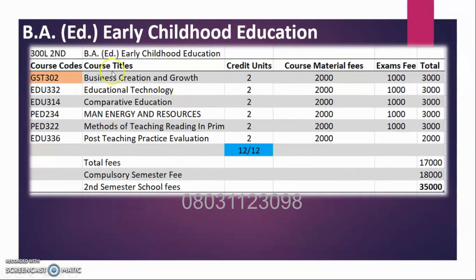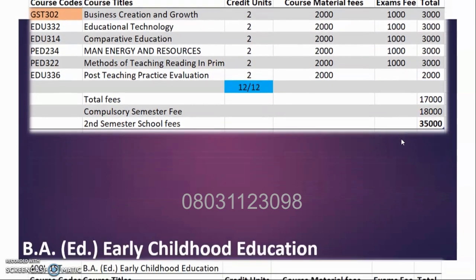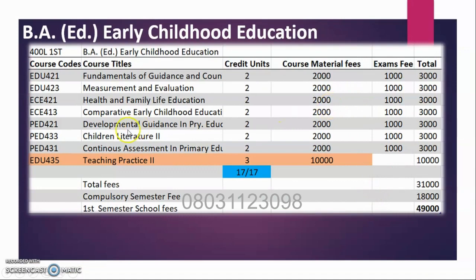So let's go. Here we have 300 level second semester. GST 302 is compulsory: prepare a business plan, present it, and then move on. So you have 12 units. If you still have some leftover courses, you bring them in. Post-teaching practice evaluation is not that practical. You just have to write something, but it's not examinable, so you don't pay for the exam fee. 35,000 is your fee for the second semester, 300 level.